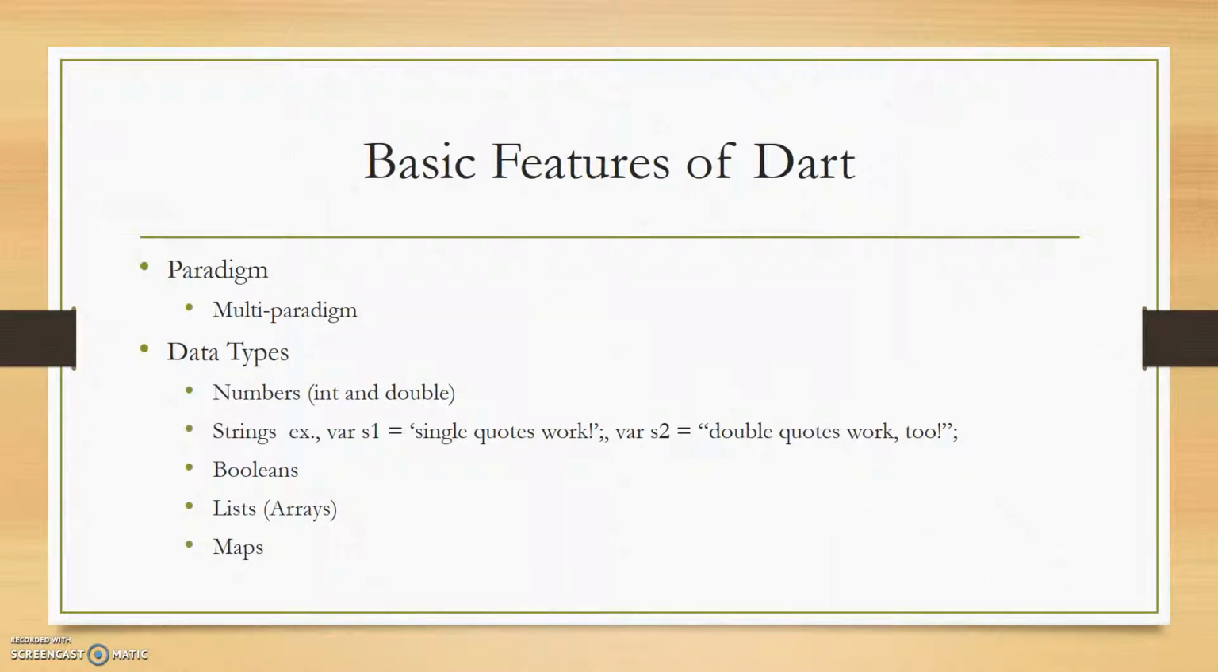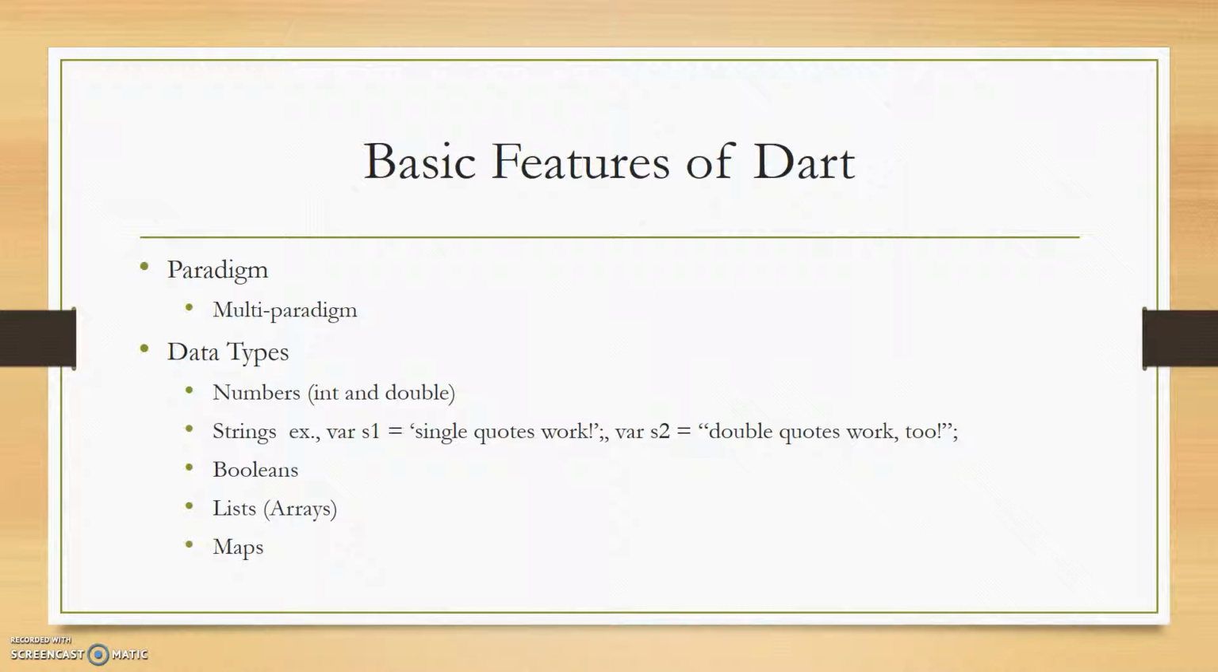So moving on to basic features, first thing I'd like to talk about is the language is multi-paradigm, which in a nutshell means it has more than one paradigm, more than one style of programming. So it covers scripting, object-oriented, imperative, and functional. So as far as that regard goes, it's able to do a lot of diverse things.